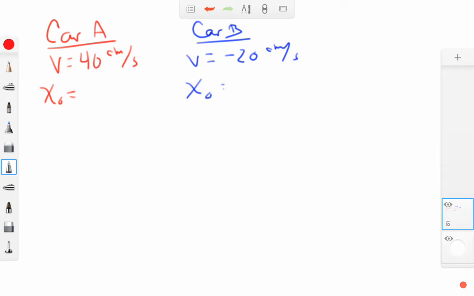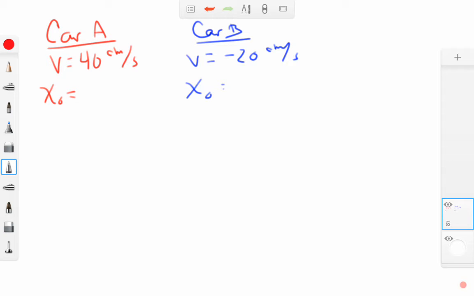This video will explain how to use equations to predict the location where two cars will collide. In this example, my two cars, A and B: A has a velocity of 40 centimeters per second, and B has a velocity of negative 20 centimeters per second. The velocity for B is negative because car B is the one that will start at the further position and go backwards.